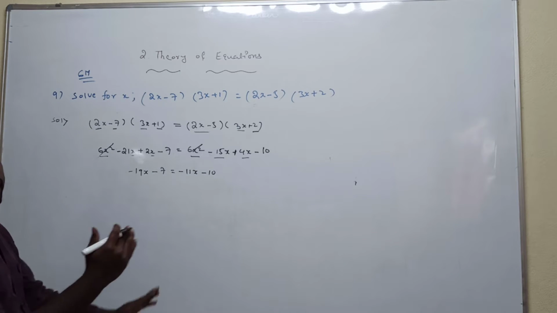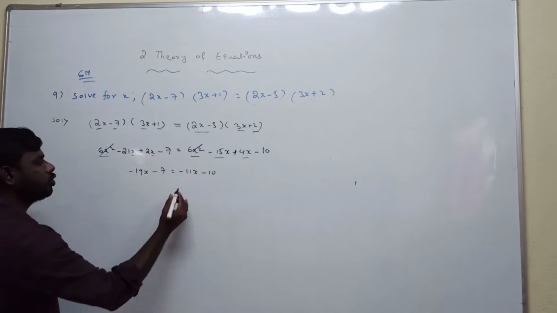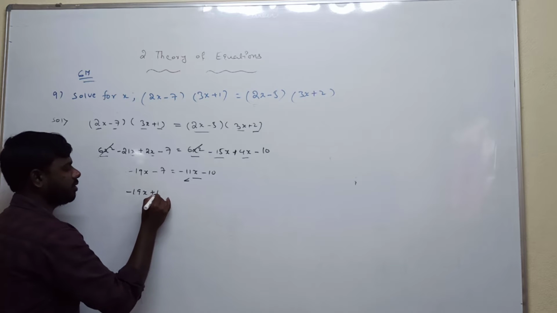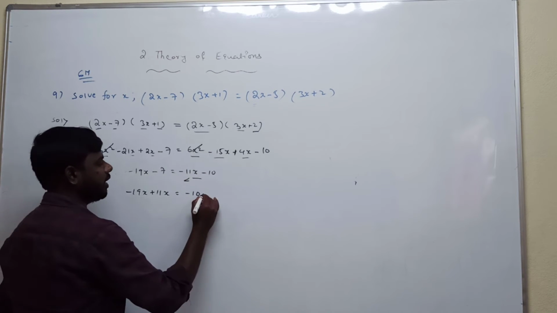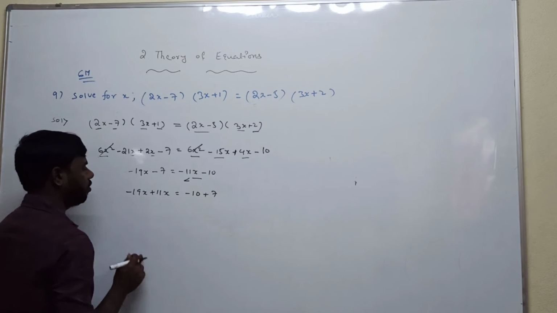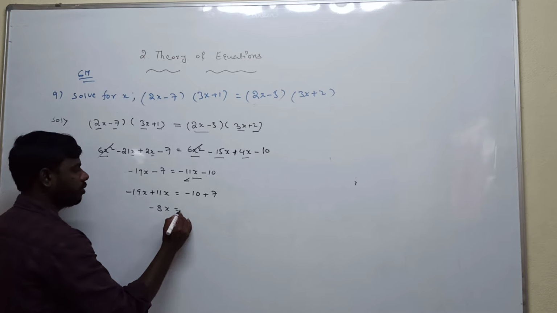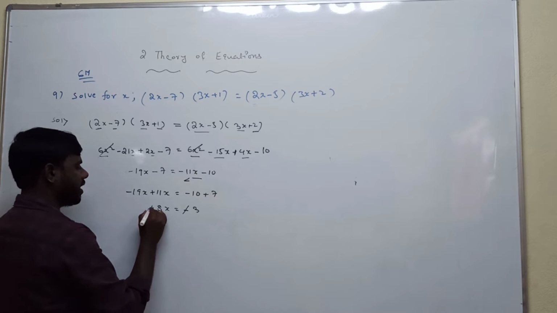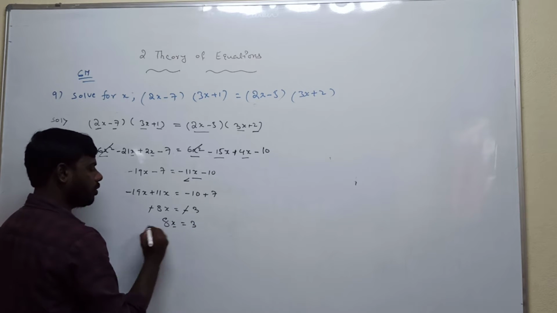Now we can take the x variables to the left hand side and the constants to the right hand side. So minus 11x, take this side, becomes plus 11x. On the right hand side, minus 10 as it is, and minus 7, take that side, becomes plus 7. So now minus 19x plus 11x is minus 8x is equal to minus 10 plus 7, which is minus 3. Both sides, minus gets cancelled. Remaining in the equation, 8x is equal to 3, only to calculate x.